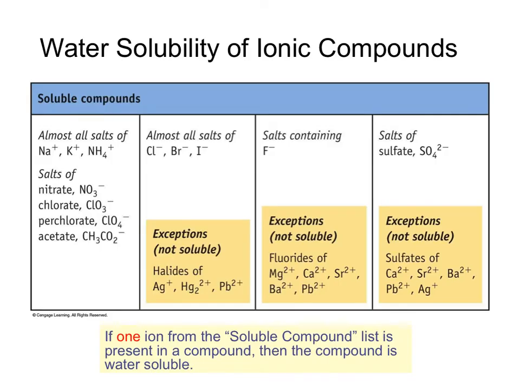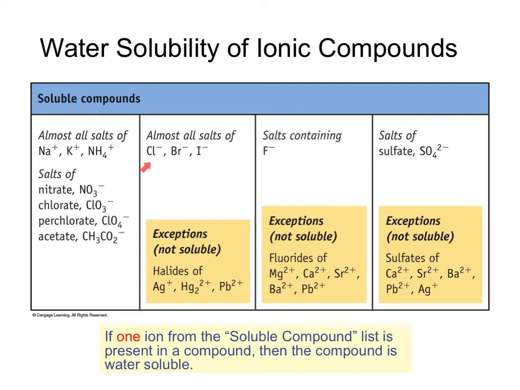This is one half of our solubility chart. This chart lists all compounds that are soluble. We see here that almost all salts of sodium, potassium, ammonium, nitrate, chlorate, perchlorate, and acetate are soluble. This means that if one of these ions is present, then the compound is water soluble. In other words, a salt of sodium bromide will be soluble in water. And since it is a salt, that means it will split into its electrolytes, which we discussed earlier.